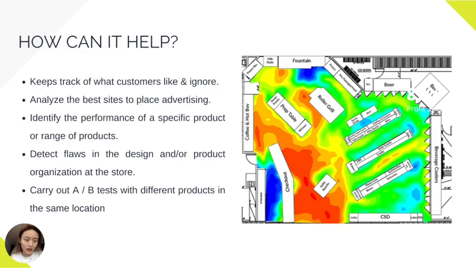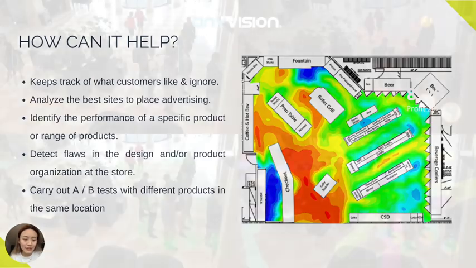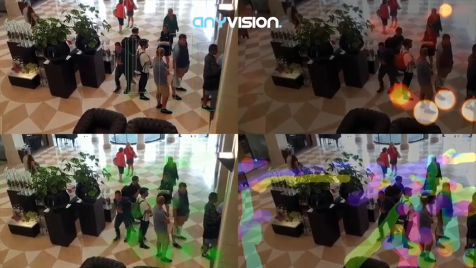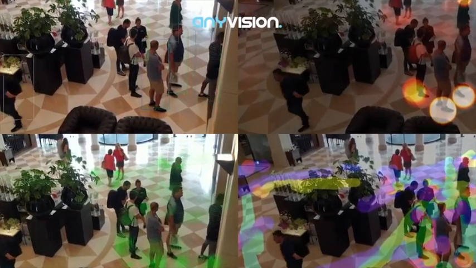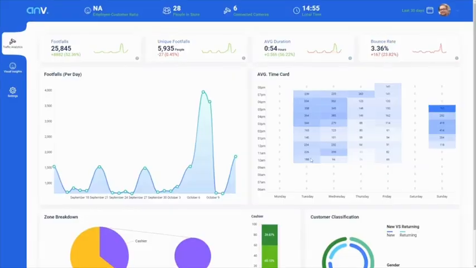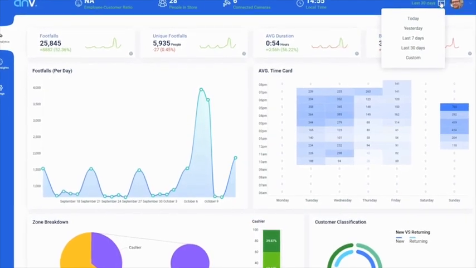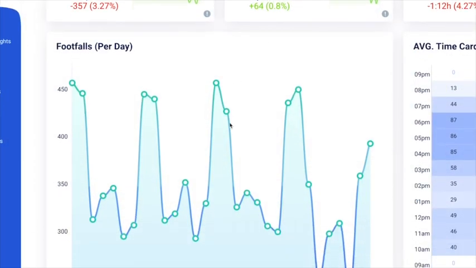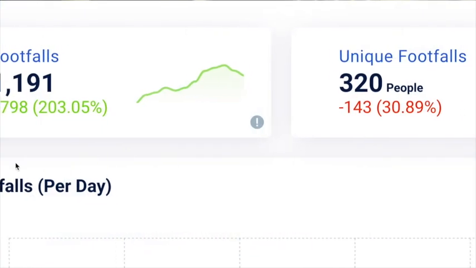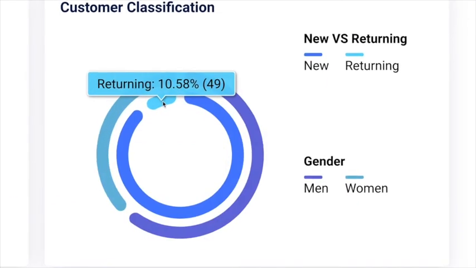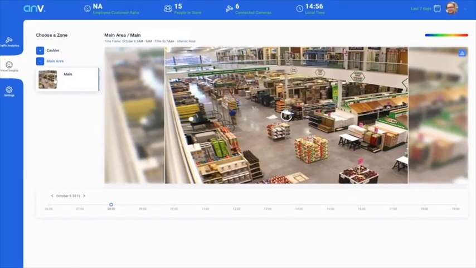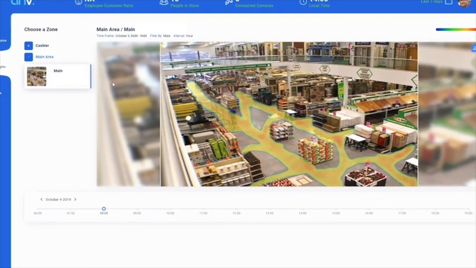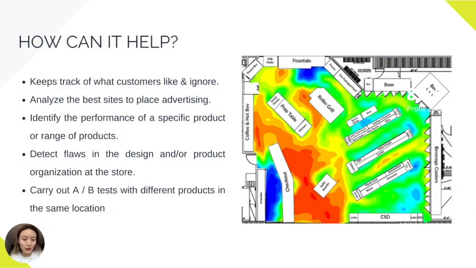So, what exactly can it help? Heatmap technology can help retailers to keep track of what customers like and ignore. They analyze the best sites to place advertising, identify the performances of a specific product or range of products, detect flaws in the design and product organization at the store, and thus carry out A/B tests with different products in the same location.